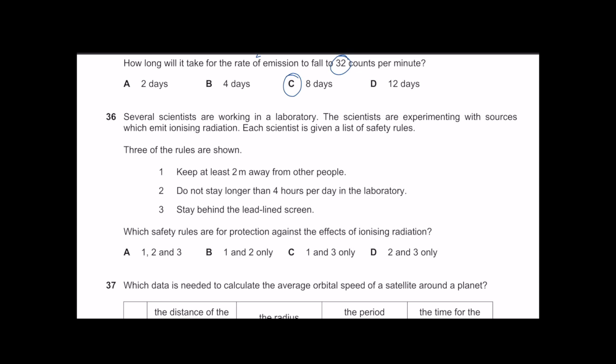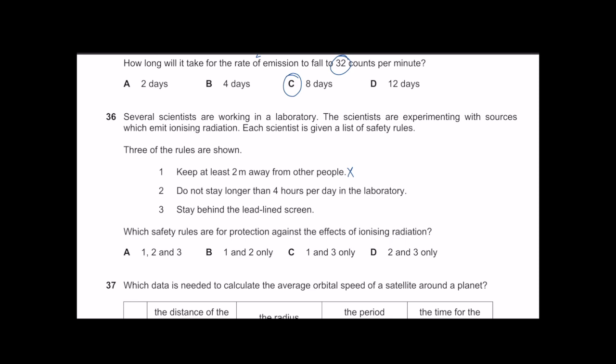36. Several scientists are working in a laboratory. The scientists are experimenting with sources which emit ionizing radiation. Each scientist is given a list of safety rules. 3 of the rules are shown. Keep at least 2 meters away from the other people. From the other people? No, because the people are usually safe. But actually, from the sample itself would be much better, right? So I don't agree with 1.